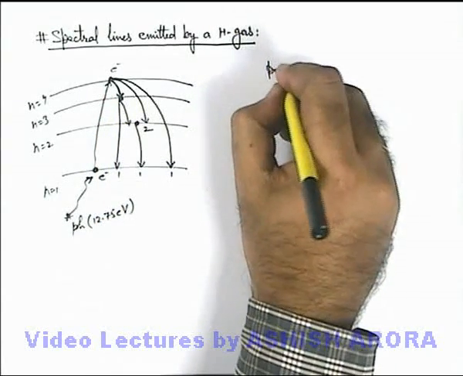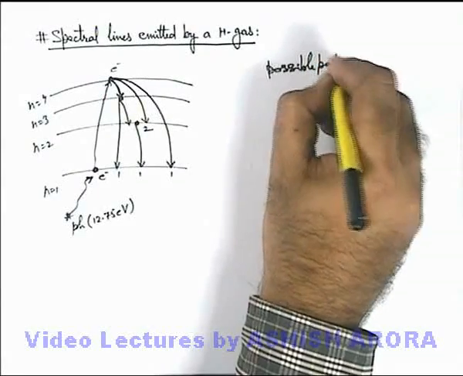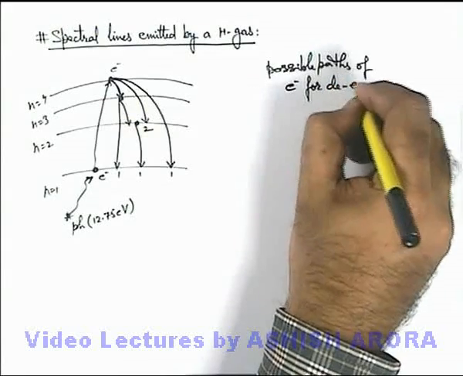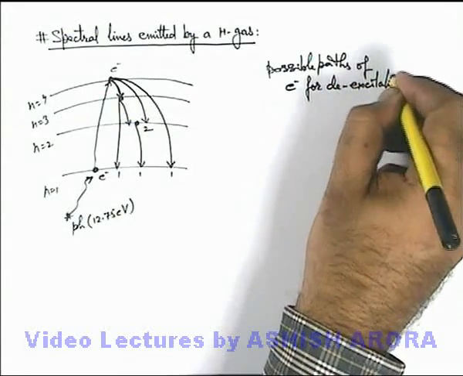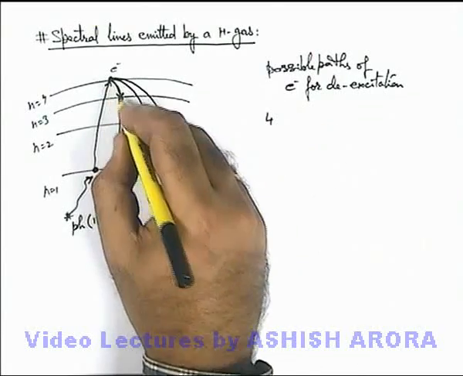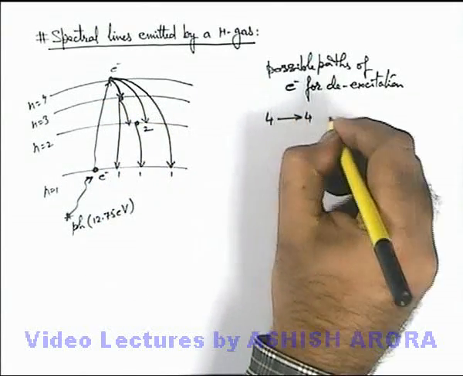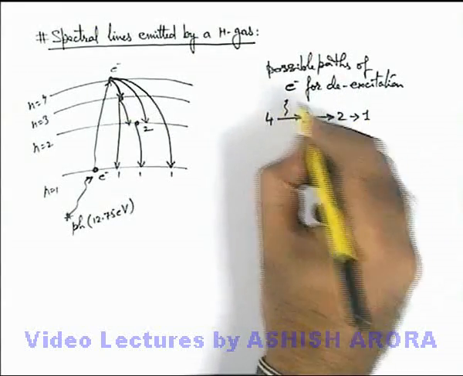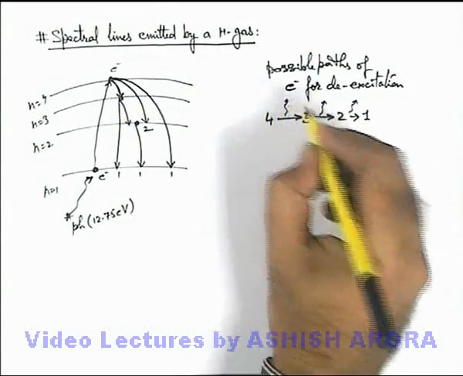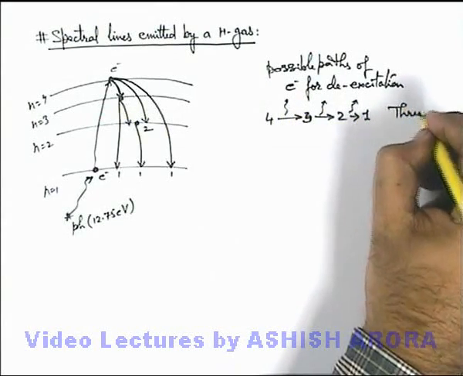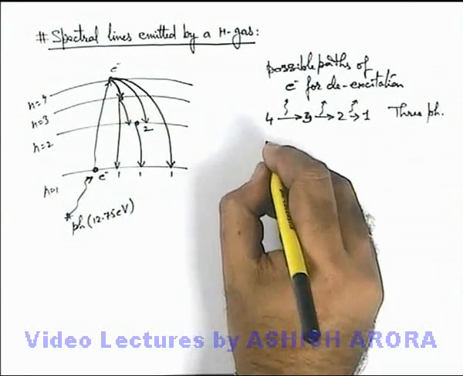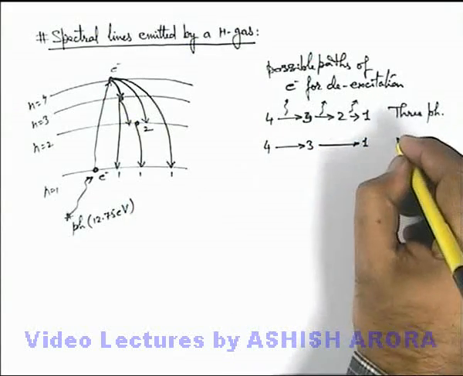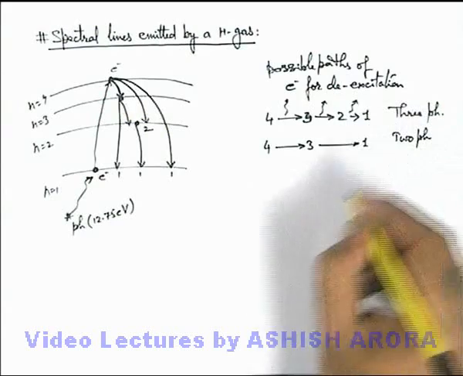If we talk about the possible paths of the electron for de-excitation, here we can see from n equals 4, the first path is step by step, coming from 4 to 3, 3 to 2 and then 2 to 1. In this situation we can see it will emit 3 photons in the 3 successive transitions. So here we can say 3 photons are emitted. Say if it is following a path from 4 to 3 and directly from 3 to 1, then in this situation we can see 2 photons will be emitted in the process.